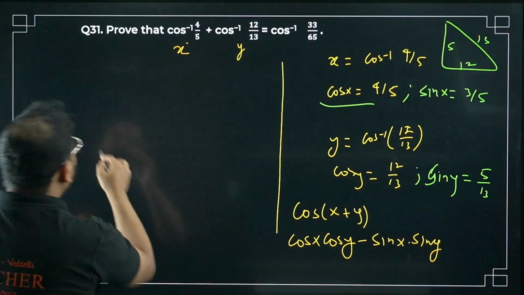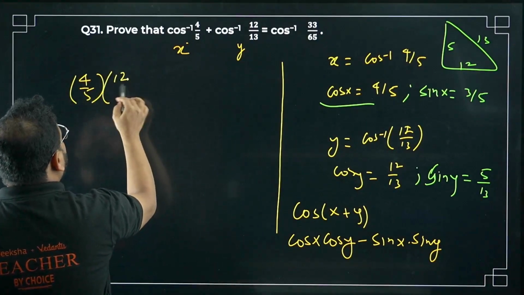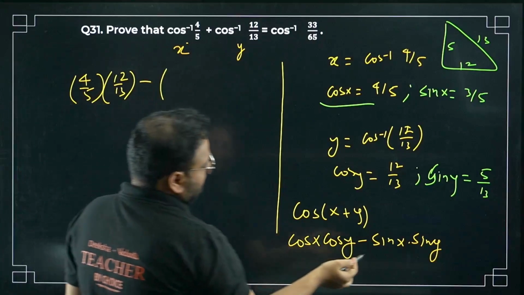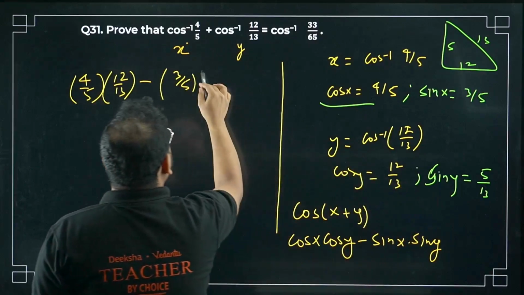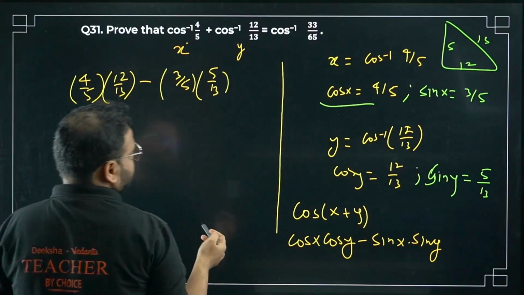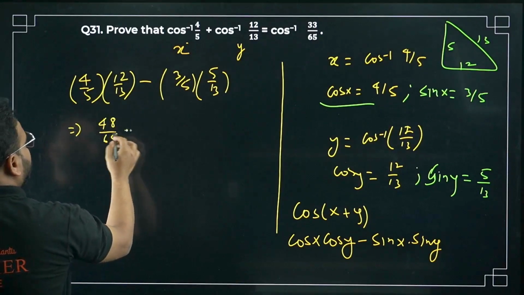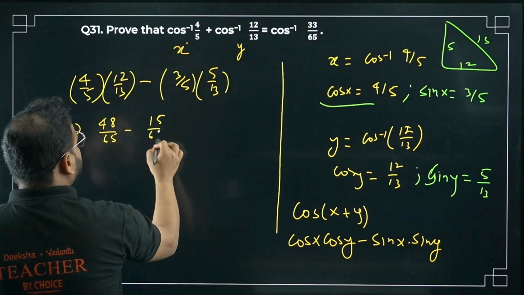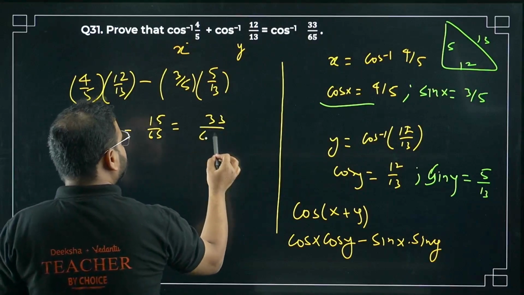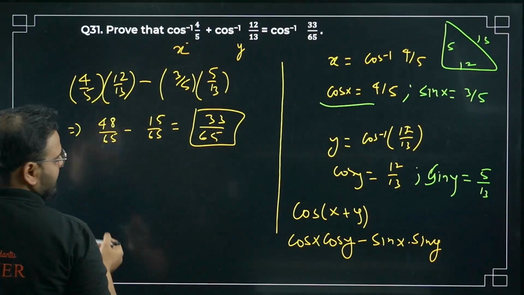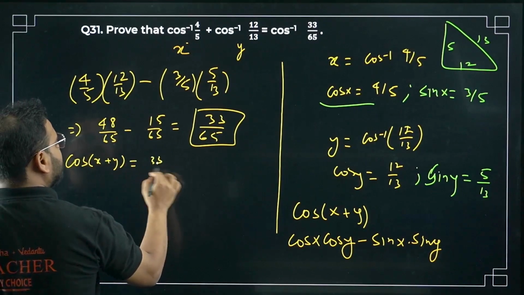Cos x cos y. 4 by 5 into, what is cos y, sir? 12 by 13. Minus is there. What do I have for sin x? 3 by 5. And for sin y I have 5 by 13. Please check the multiplication. So this will become 48 by 65 minus 15 by 65, giving me the value to be 3 and 3, right? 8 minus 5 is 3, 4 minus 1 is 3. 33 by 65. What have we got so far? Please check. This is the value of cos of x plus y equals 33 by 65.